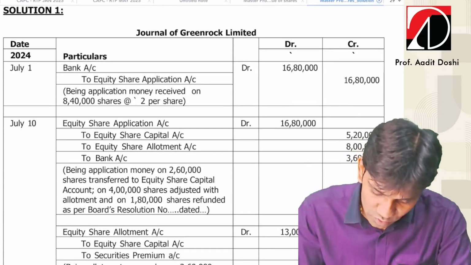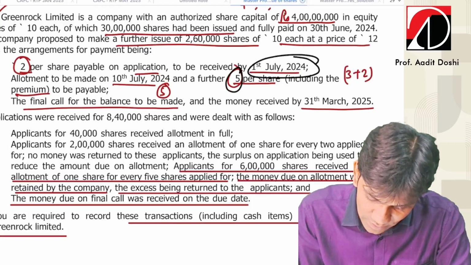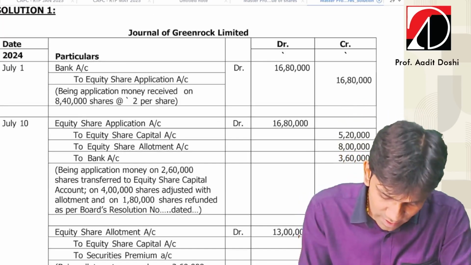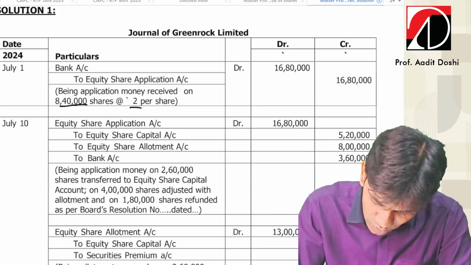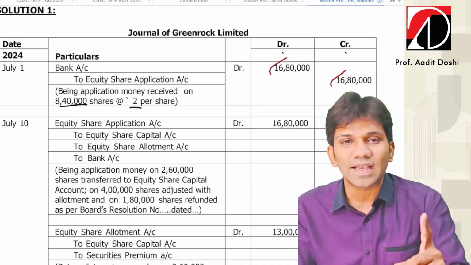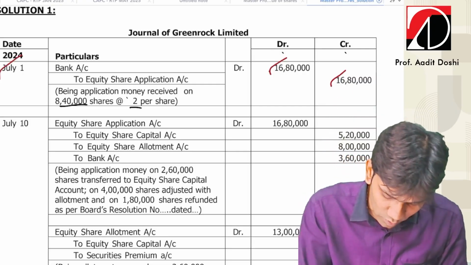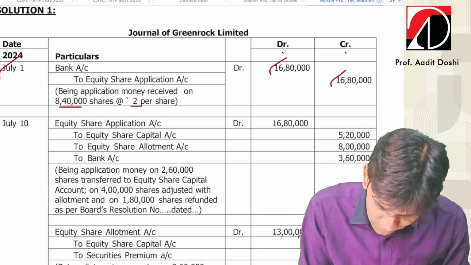Okay, so on 1st July, let's check the date. On 1st July 24, application money received. What will be the entry? Bank account debit to equity share application. Number of shares will be how many applications are received? 8,40,000 into 2, so that comes to 16,80,000. Being application money received of rupees 2 on 8,40,000 shares. So entry number 1 is over on July 1st. I hope it is clear. This was 8,40,000 into rupees 2 per share.